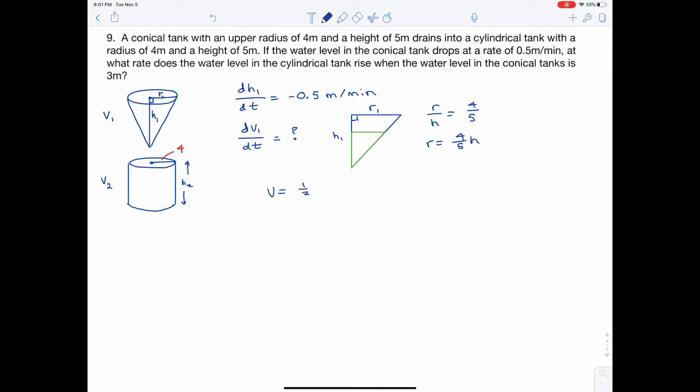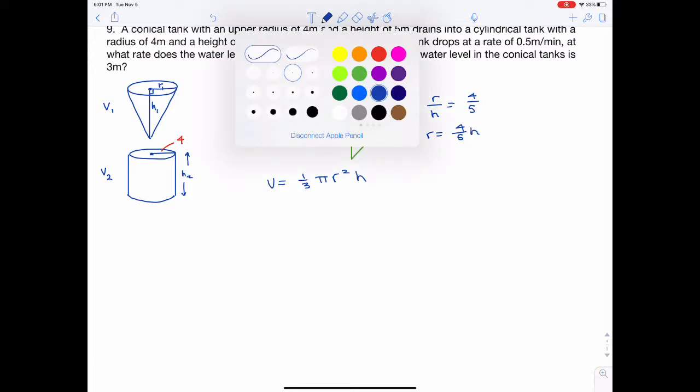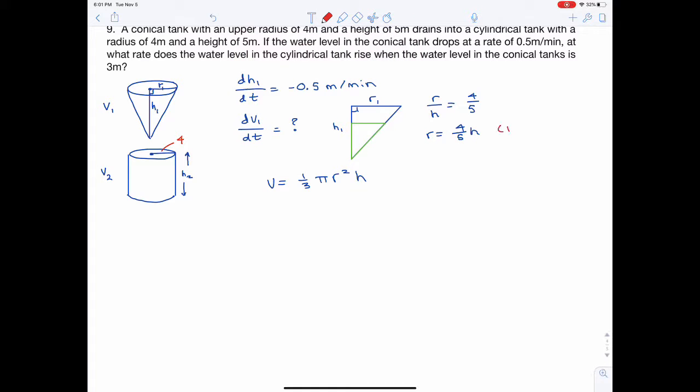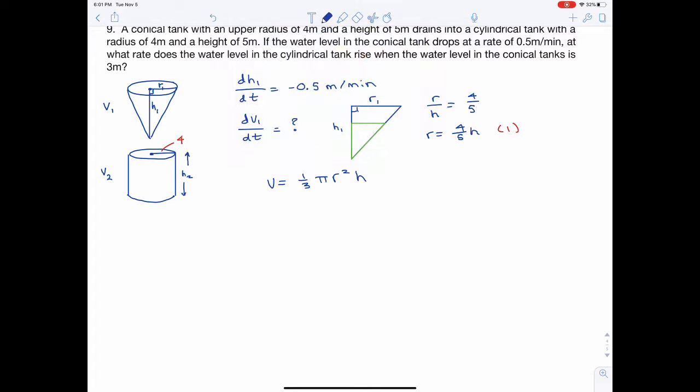V equals 1/3 pi r squared h. And before I continue any further, I'm just going to call this 1 because I'm going to use it in just a second. Okay, next, I can replace the r that is in this equation with the r that we found in equation 1. So I can say the volume equals 1/3 pi r squared times h.